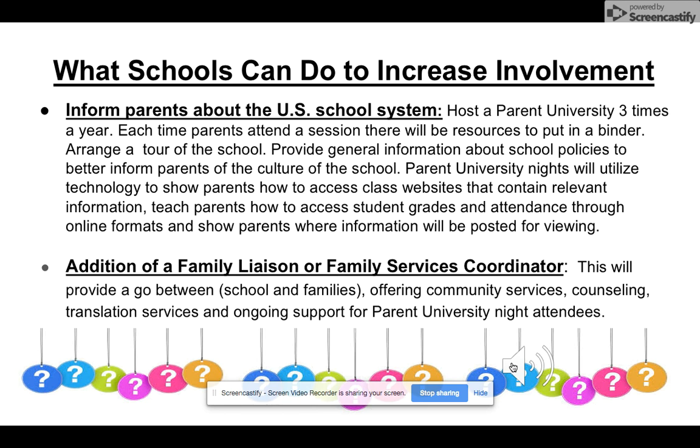If you add a family liaison or family services coordinator to your campus, this can provide a go-between between the schools and families. These coordinators can offer community services, help set up counseling or translation services, and just support whatever's happening in the parent university.